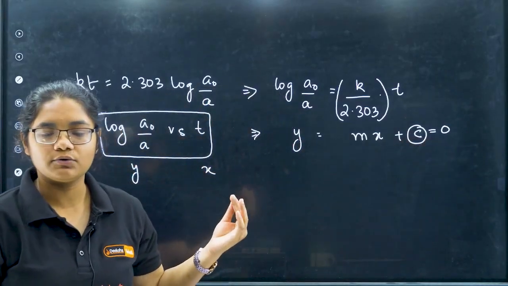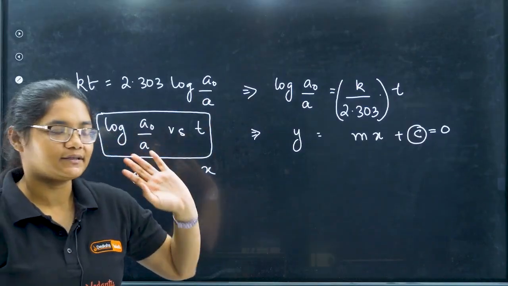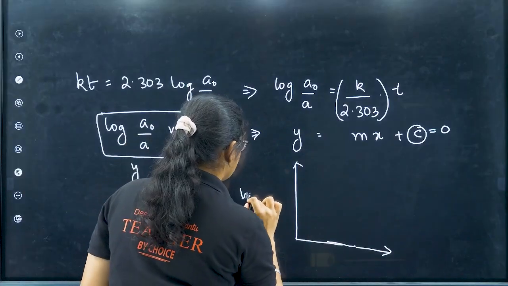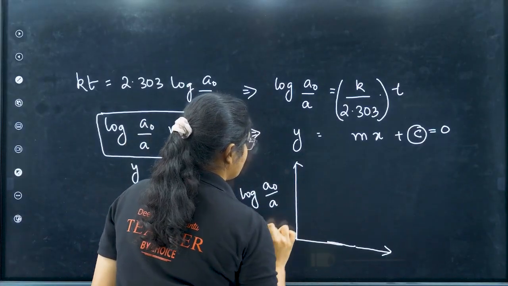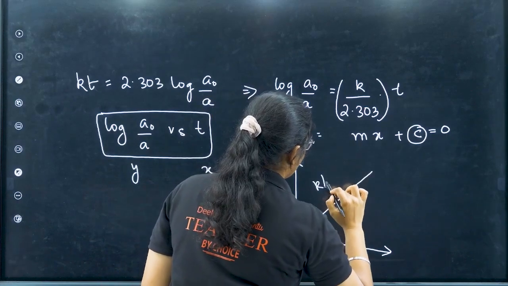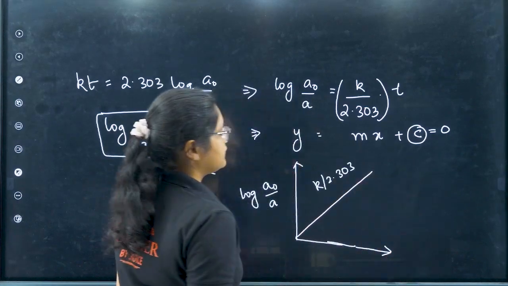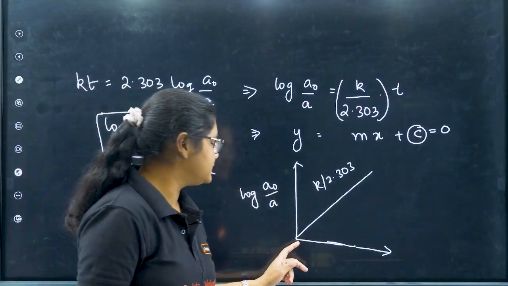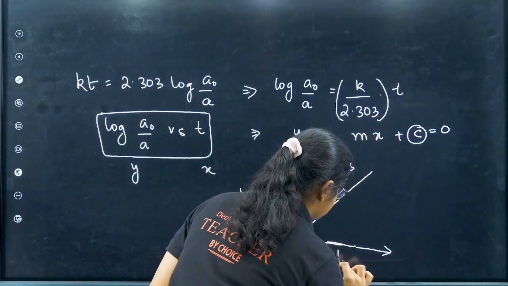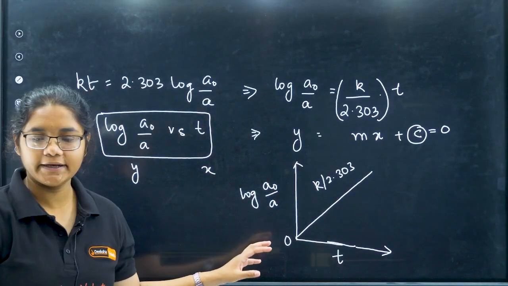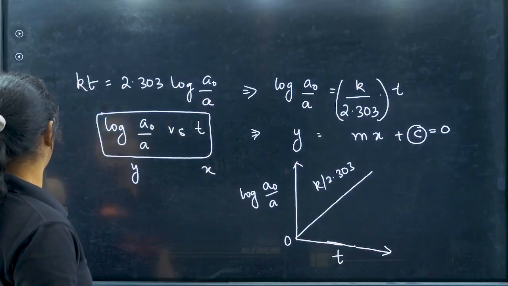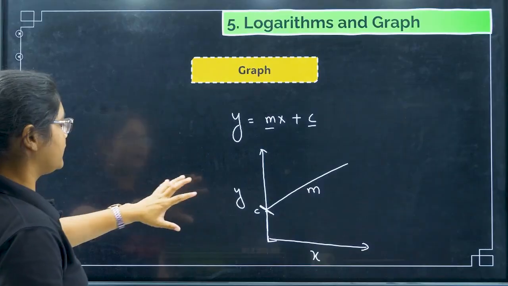Whenever c is 0, the graph has to start from the origin. So now I can draw this graph. What is my y here? Log of a naught by a. Next I have slope. Slope will be like this, and what's the value of slope? k by 2.303. And the intercept here will definitely be 0. And what is x here? x is equal to time. Clear? Okay, fine. Now we can go back to the graph part.